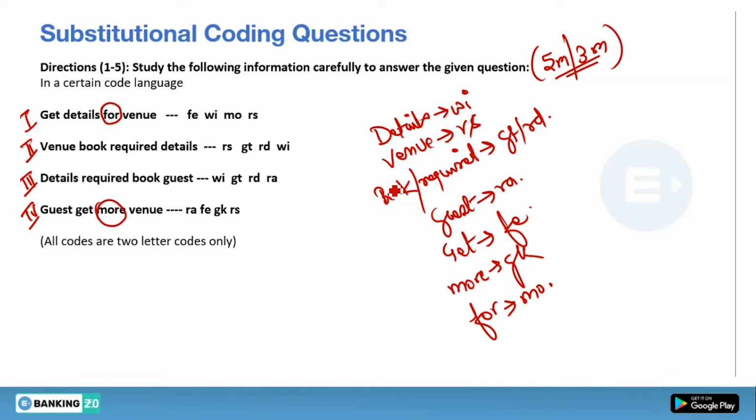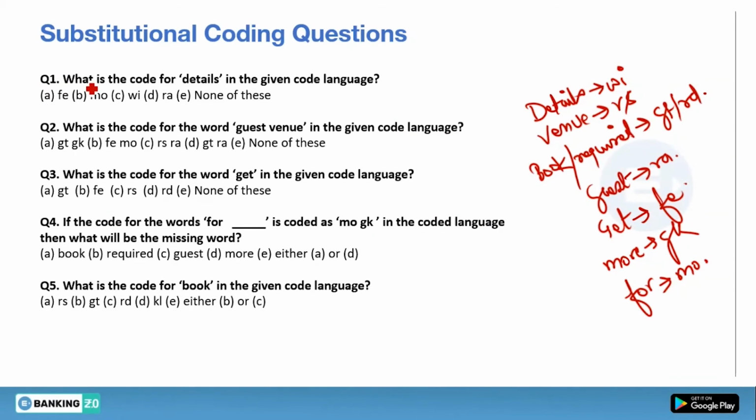Now let's move to questions. Question number 1, what is the code for details in the given code language? The details code we know, that is WI, so option C is correct. What is the code for the words guest venue in the given code language? Guest code is RA, venue is RS, so RA and RS must be there. So option C, we can see RS and RA.